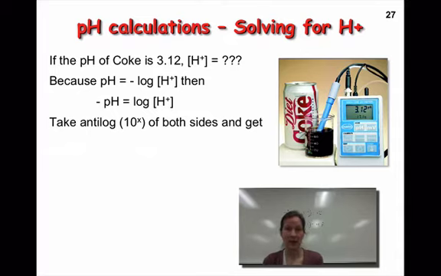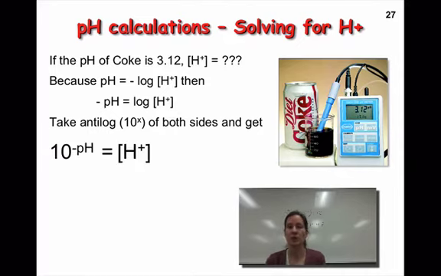Okay, so we walk through the math here on this screen. If you take the negative and move it to the other side, then negative pH equals log of the hydrogen concentration. And then you take the anti-log, the 10 to the, of both sides. And what that's going to do is get rid of the log, right? It'll take 10 to the negative pH. And if you raise log to a power of 10, the log goes away, and all we have left is the concentration.